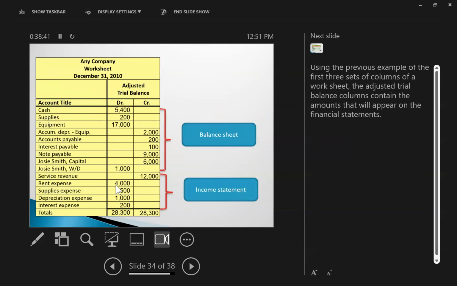Also, this is important, as I had mentioned before, we take service revenue up, and all of these numbers get carried over to the balance sheet columns. From revenue, the first revenue account down, all of these go to the income statement columns. Do not take these accounts and put them in the income statement columns. Also, do not take these and move them to the balance sheet columns. Your numbers are going to be off, okay? So we don't do that.